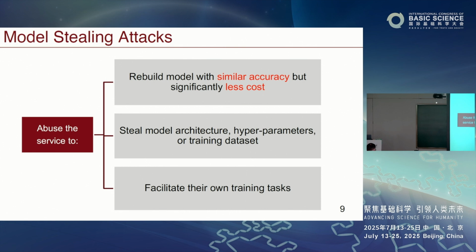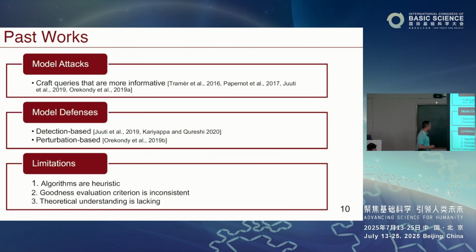So more generally, they can abuse your service in somewhat different ways. One is, as I just emphasized, rebuild a model, and hopefully the accuracy is very similar to yours. That's one possibility. Or maybe they want to steal your model structure. They want to know how you build the model, what kind of neural network structure, and perhaps also facilitate their own training tasks in some way. All right. And there has been a lot of work actually on model privacy.